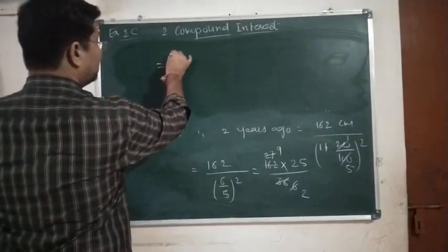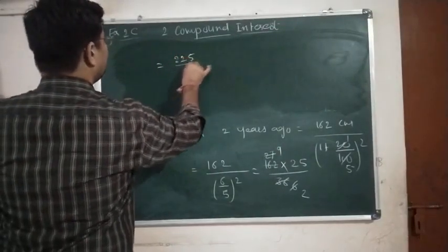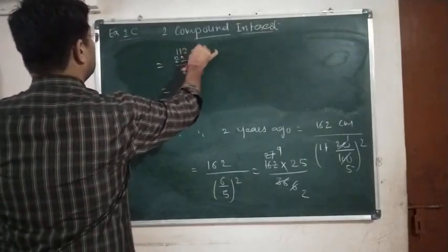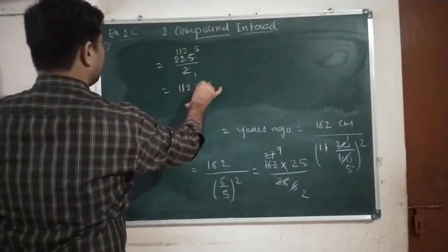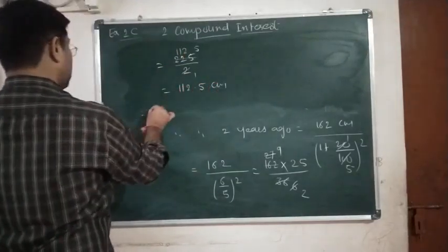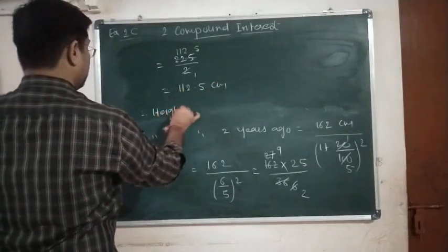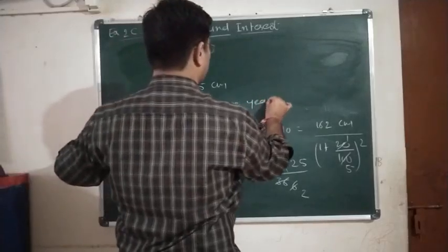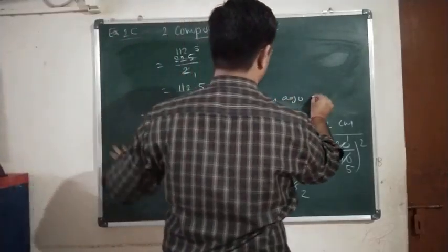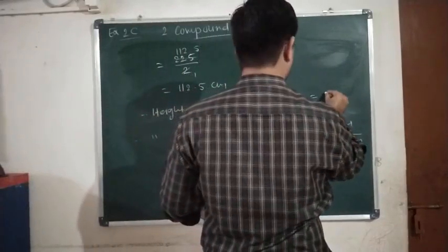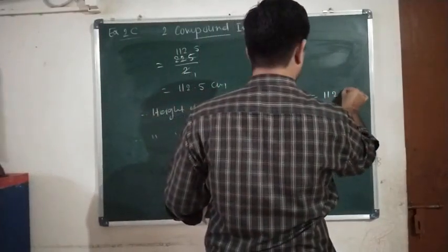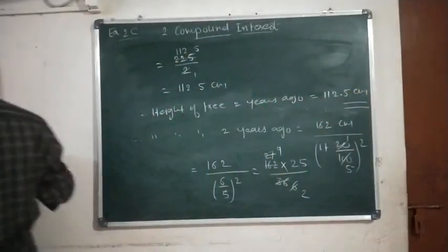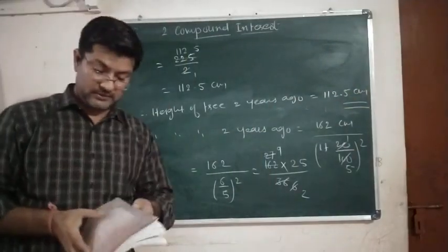Okay, is equal to 225 upon 2, which is 112.5, so 112.5 centimeter, and therefore let us write down the statement. Height of tree 2 years ago it was 112.5 centimeter. Clear? So with this we have completed question number 7 also.